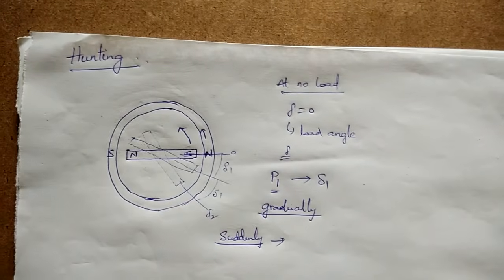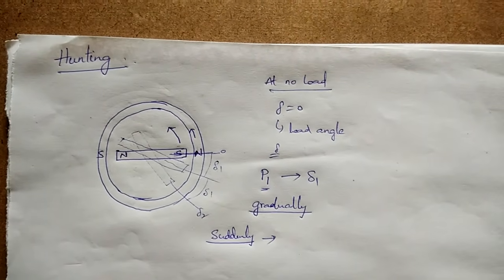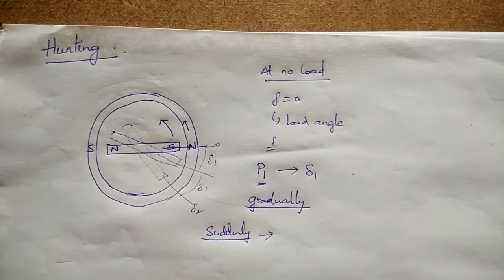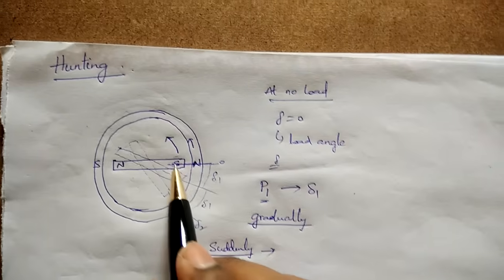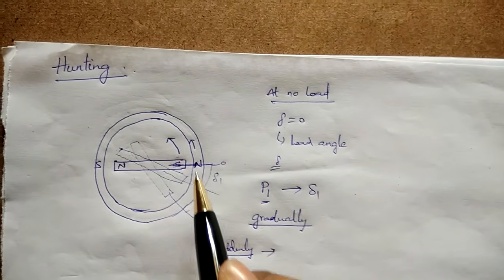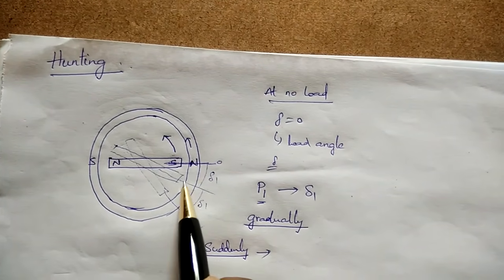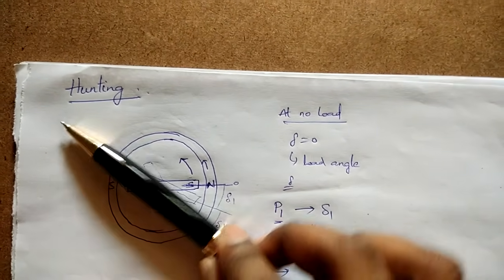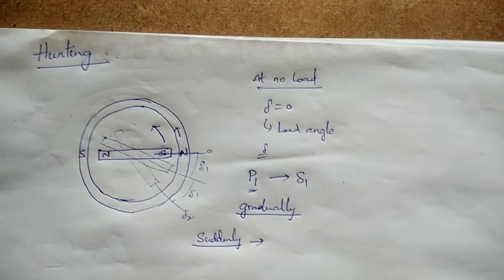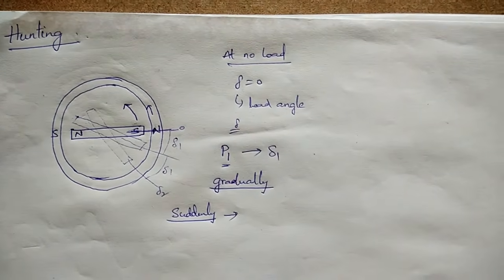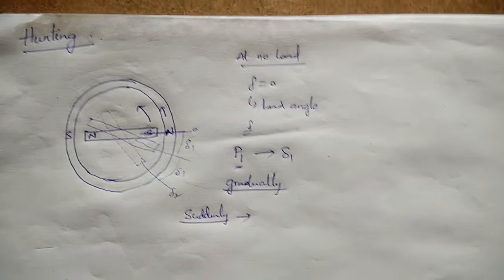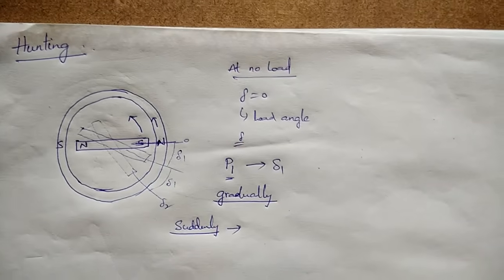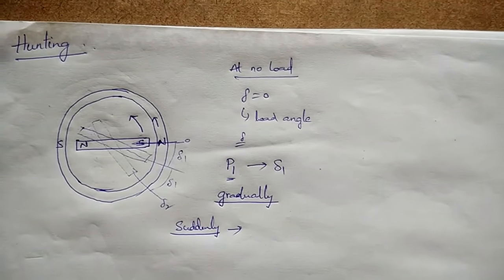That is called hunting. Hunting is defined as a phenomenon involving the oscillations of the rotor around its new equilibrium position. At no load this is the equilibrium position, at a load P1 this is the new equilibrium position, and it will oscillate around this new equilibrium position. So the phenomenon involving the oscillations of the rotor about its new equilibrium position is called hunting. Now we will see how this hunting will occur.